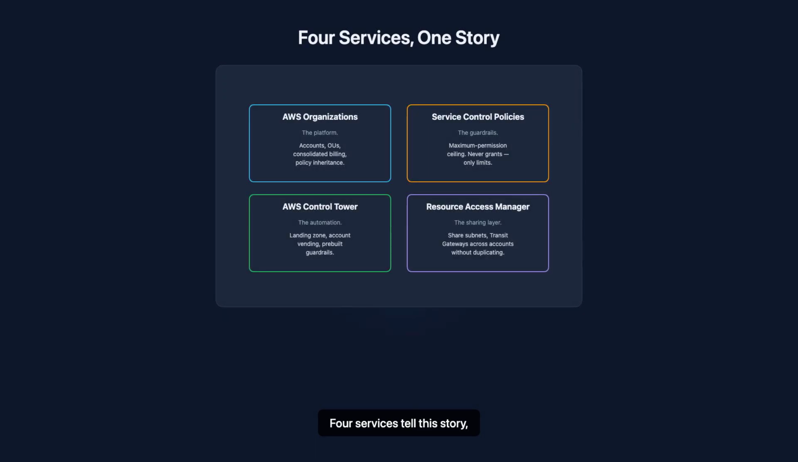4 services tell this story, and they each play a distinct role. Amazon Web Services Organizations is the platform. It gives you the account tree, the OUs, consolidated billing, and policy inheritance. Service control policies sit on that tree as guardrails, capping what's allowed but never granting anything new. Amazon Web Services Control Tower is the automation that wraps Organizations in an opinionated package: landing zone, account vending, pre-built guardrails. And Resource Access Manager handles sharing, letting one account own a subnet or a transit gateway and lend it to others. Keep those 4 roles separate in your head and the rest of the video falls into place.